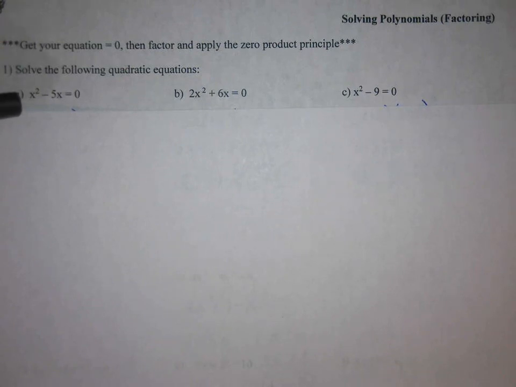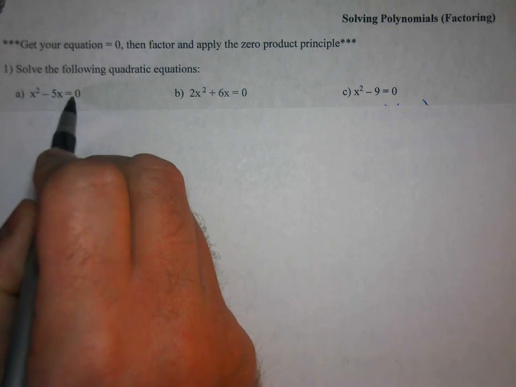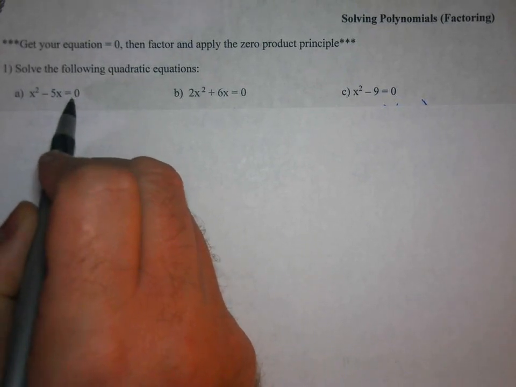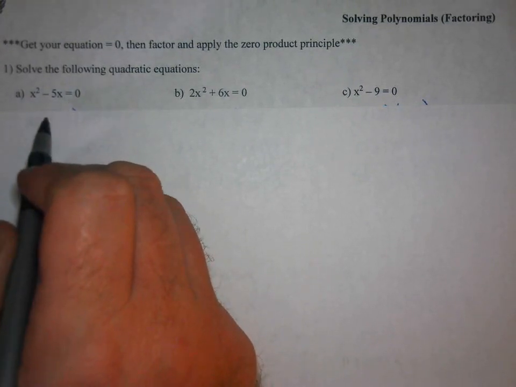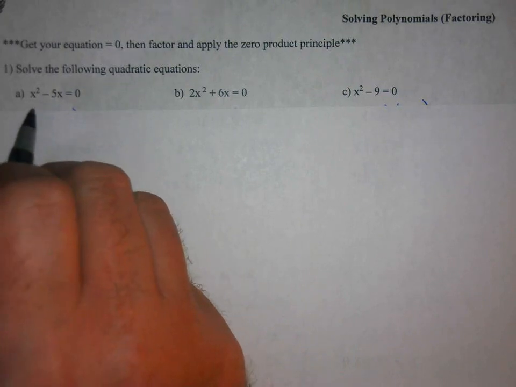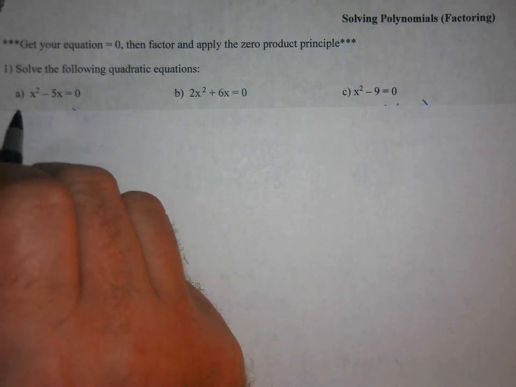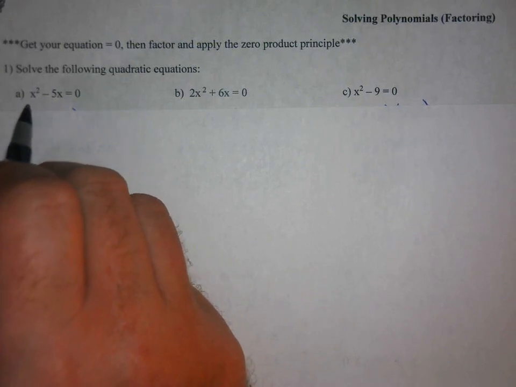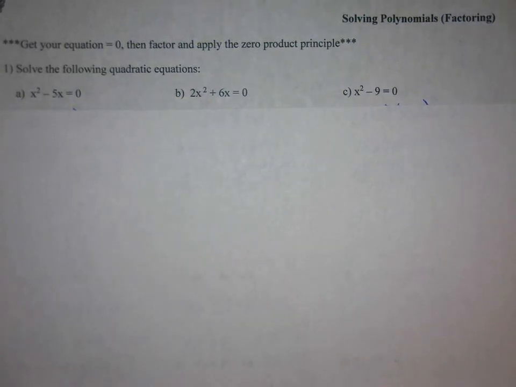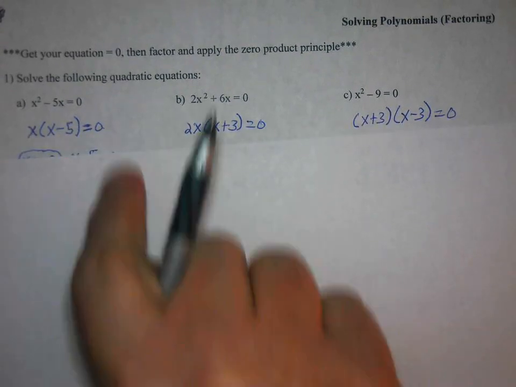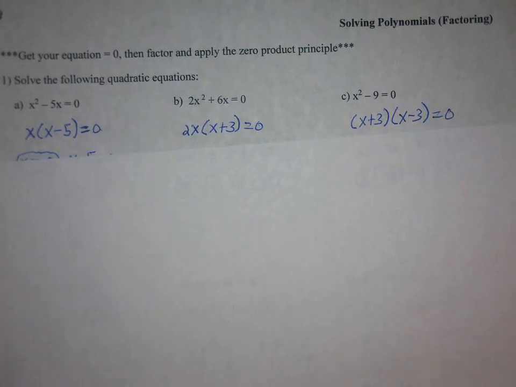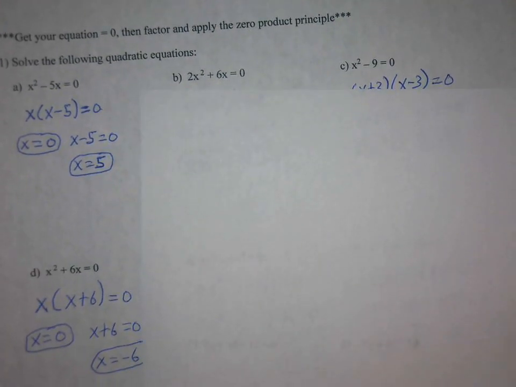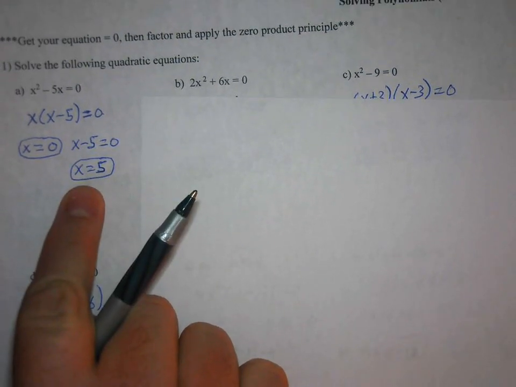x squared minus 5x equals 0. First of all, notice that we have it equal to 0, which is essential. Now, can we factor that and apply the zero product principle? Well, this worksheet is really just a bunch of practice questions. x squared minus 5x, notice there's a GCF of x. So x times x minus 5 equals 0. So you get x equals 0 and x equals 5 for your solutions.